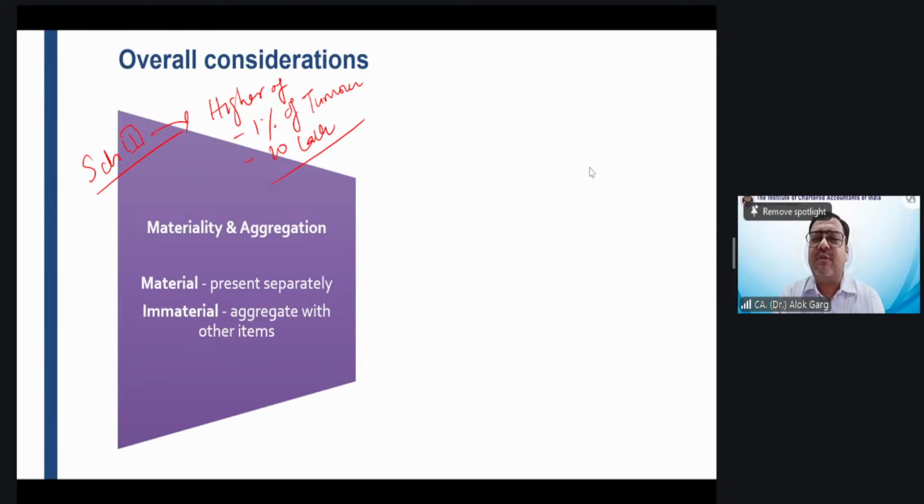I have to disclose this separately. I have to present the expense separately, not on the face of the P&L, but in the grouping, in the notes to accounts, right? In the notes to accounts, we have to show it separately, right? If there is any material item, it has to be presented separately.